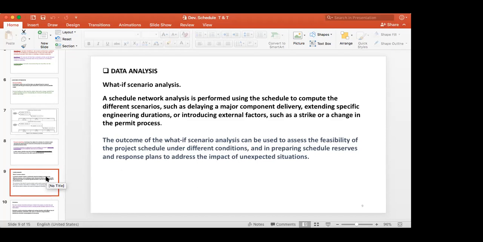So what-if scenario analysis is, what happens if this thing happens like that? What is the change if this happens? What-if scenario analysis, that means we now analyze and see what happens if such a change occurs.